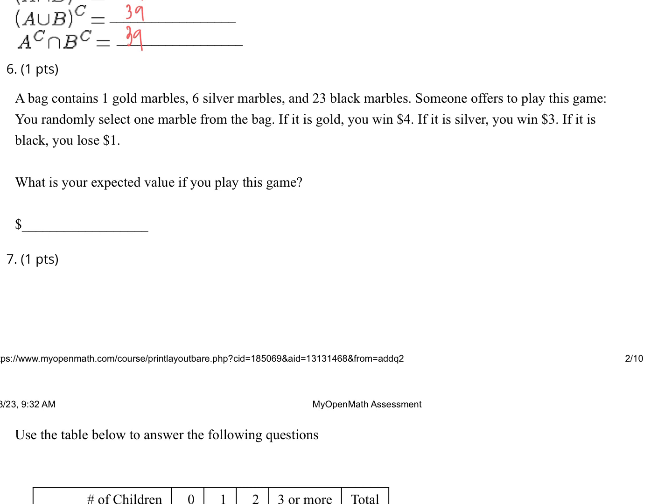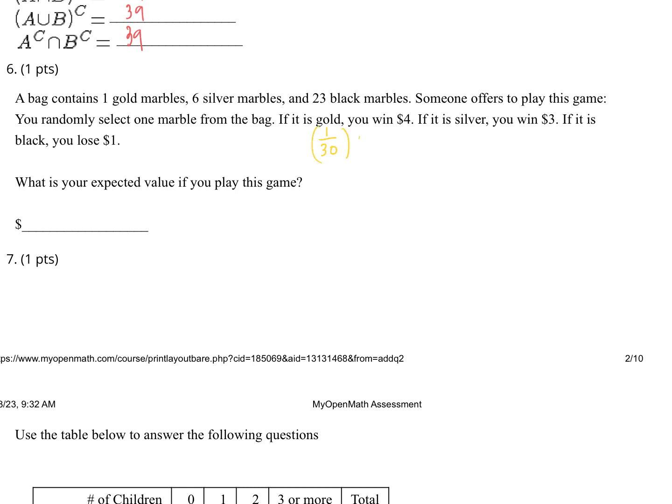Okay, so you want to multiply the value times the probability of getting that. So for a gold, there's only 1 gold marble out of, it looks like 30 total marbles. So 1 plus 6 plus 23 is 30. So 1 out of 30, 1 time out of 30, you'll get $4.